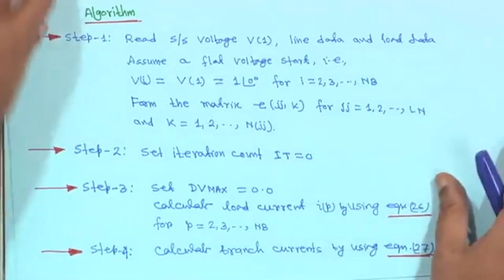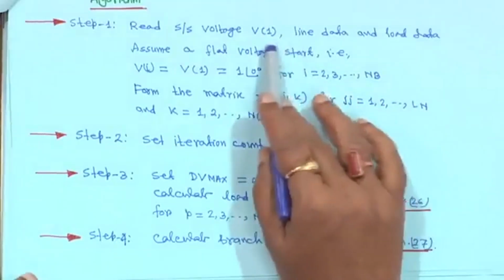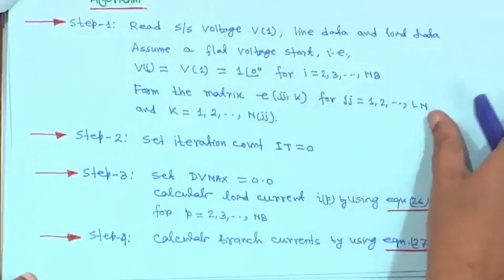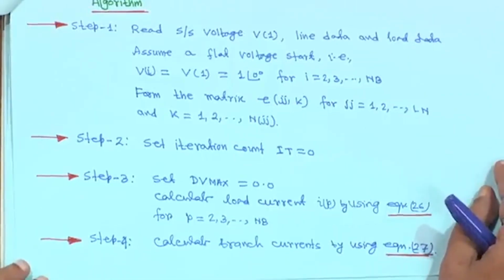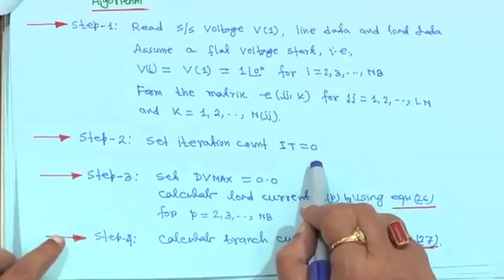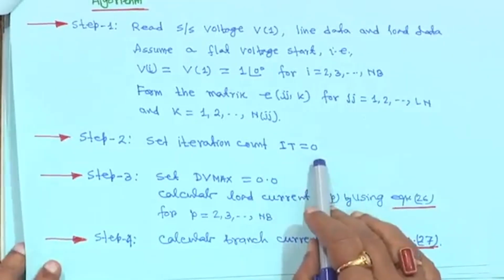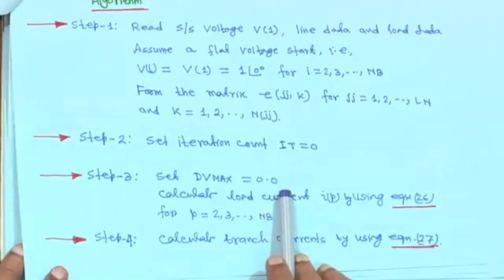Here in the program also you can convert it to per unit system, but here we assume the data in per unit. When we take the numericals we will show you how to convert into the per unit values, right. Now, you set the iteration count, say IT is equal to 0, instead of 1 I am making IT equal to 0, then dV max, that is voltage difference maximum, is 0.